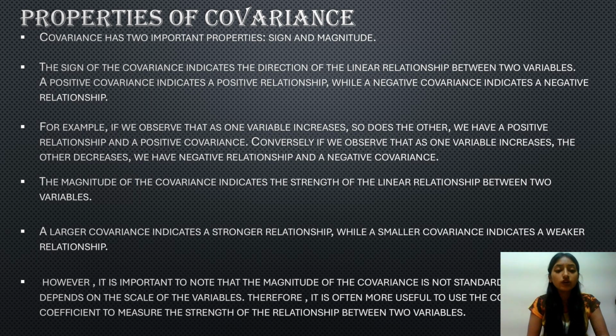The magnitude of the covariance indicates the strength of the linear relationship between two variables. A larger covariance indicates a stronger relationship, while a smaller covariance indicates a weaker relationship. However, it is important to note that the magnitude of the covariance is not standardized and depends on the scale of the variables. Therefore, it is often more useful to use the correlation coefficient to measure the strength of the relationship between two variables.